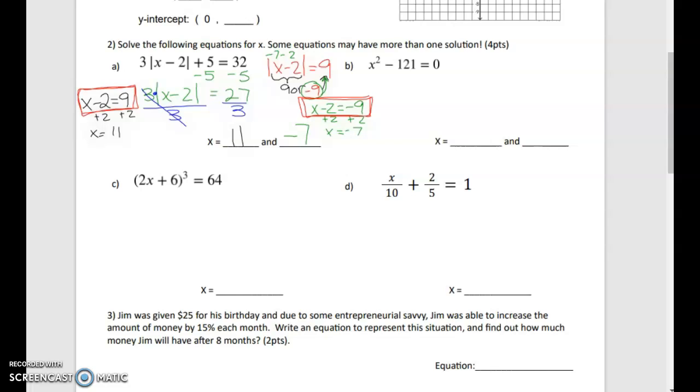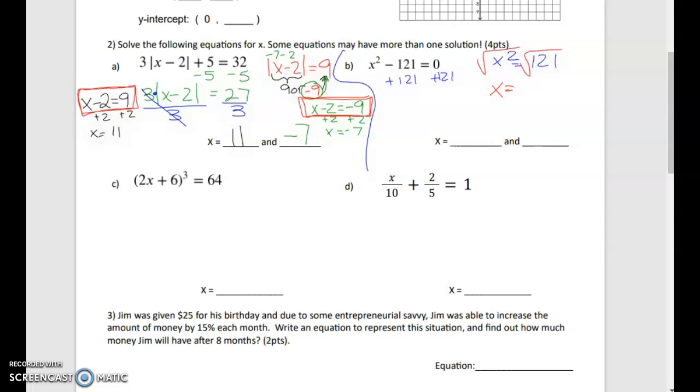B, somewhat similar, but the first step is I'm going to undo: add 121 to both sides, and I get x squared equals 121. So I am looking for whatever number squared equals 121. If I continue undoing, that would be the more direct approach. I'm going to square root both sides.